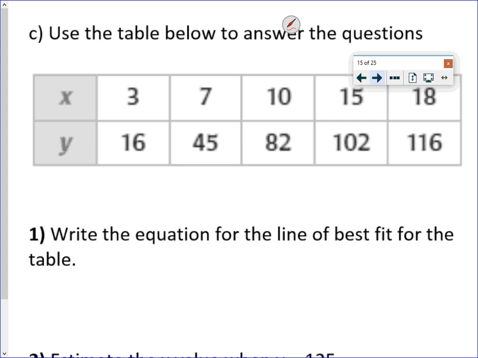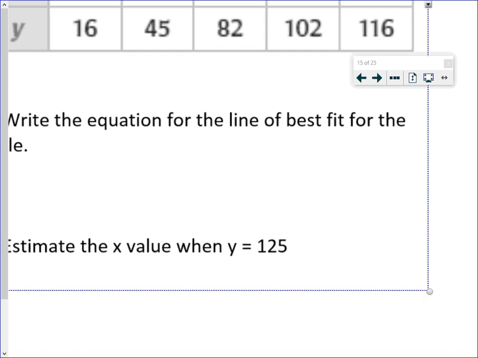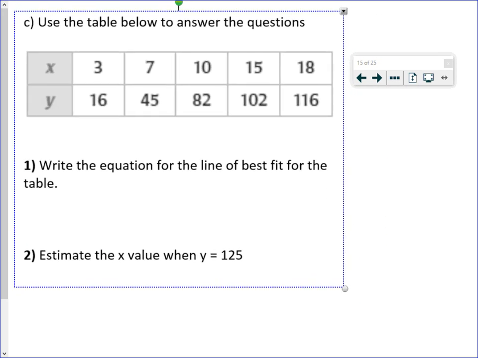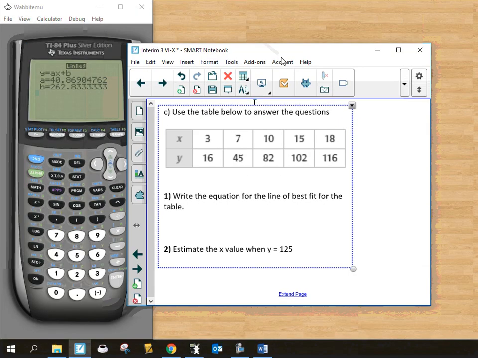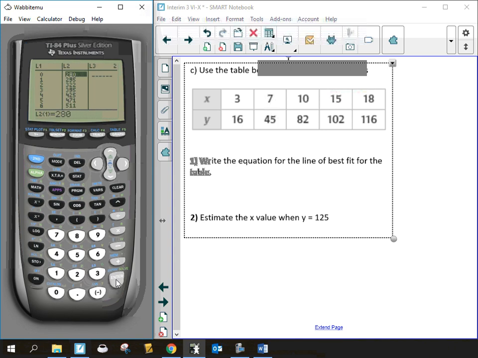Okay. So going back, actually let me just fix this a little bit. I feel like this could be a little bit smaller so we can all read it. All right, so use the table below to answer the questions. Write the equation of the line of best fit. So we're going back to our calculator here. We're going to go stat, edit, and we're going to clear out our data that was already in there. Clear, enter. And we're going to go ahead and put the data in.